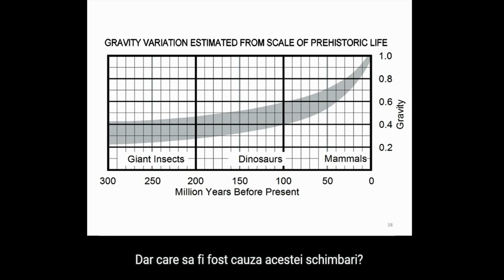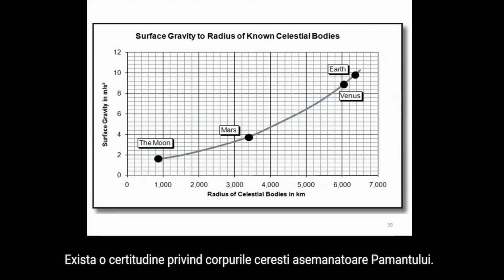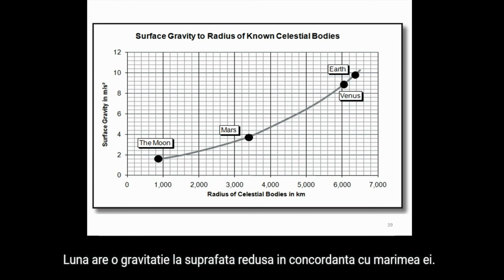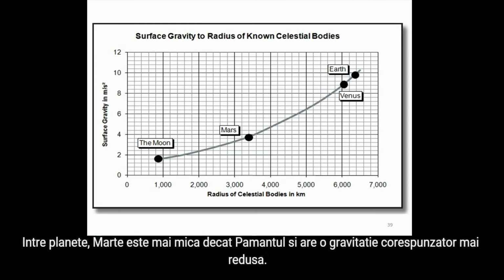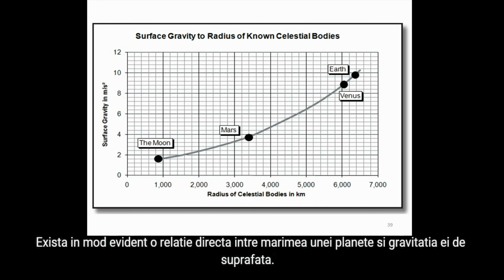But why would the force of gravity have changed? There is one obvious fact about celestial bodies like the Earth. Surface gravity is proportional to size and mass. The Moon has a low surface gravity to match its small size. Amongst the planets, Mars is smaller than the Earth and has a lower gravity. Venus approaches both the Earth's diameter and gravity. There is a definite relationship between the size of a planet and its surface gravity.